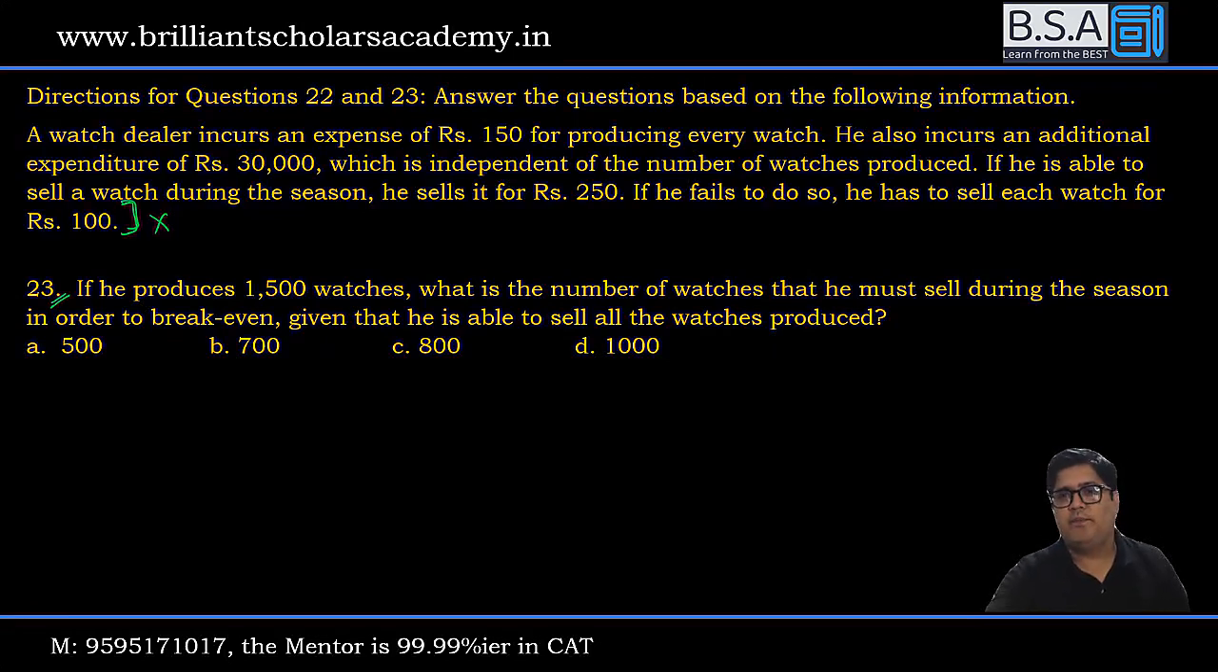Give it a shot. See, profit on a single watch is 100 rupees when sold in season. Loss on a single watch is rupees 50 when sold outside the season. And there's a price of 30,000 involved whenever you sell it. 30,000 is fixed cost. Use these hints. If you want to work with options, you can do that as well.